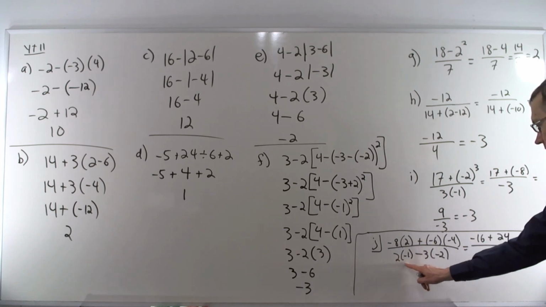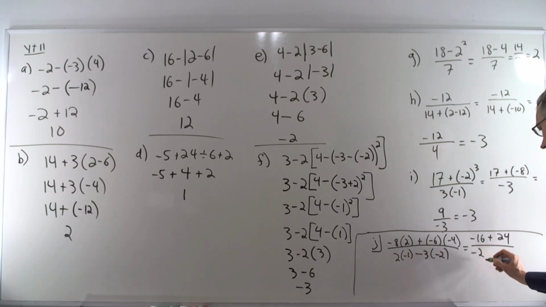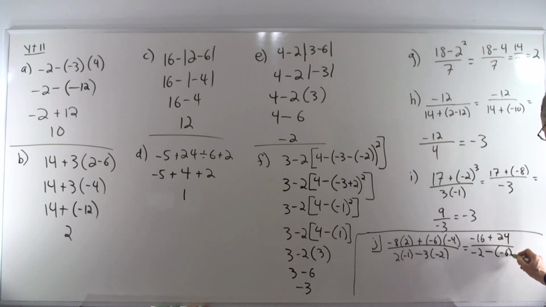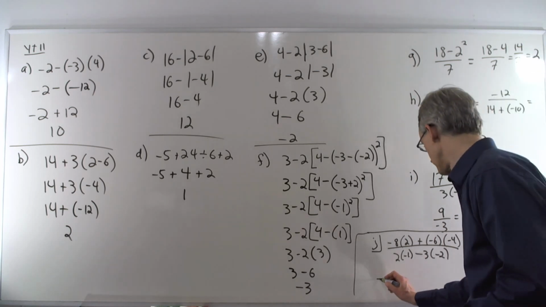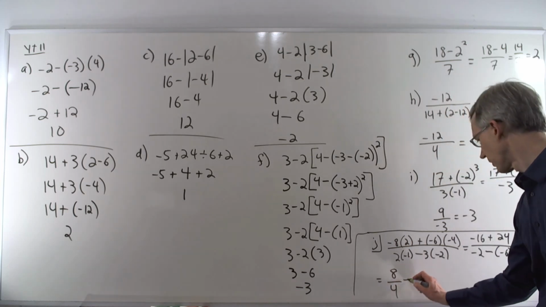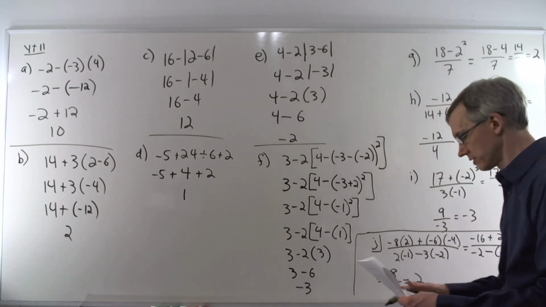So here we got 2 times -1 is -2, minus 3 times negative 2 is negative 6. Negative 16 plus 24, it gives us 8 on top. Negative 2, we're subtracting a negative, so that turns into addition, so it's negative 2 plus 6. So that gives us 8 over 4. Now we're down to a single number on top, single number on the bottom, and that turns into a 2.